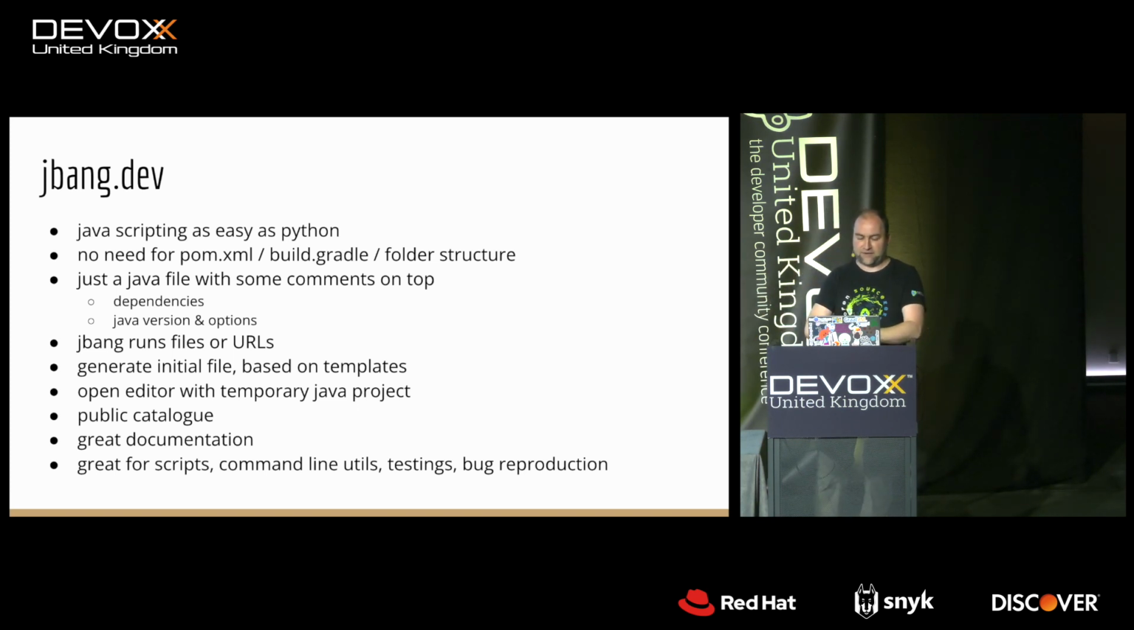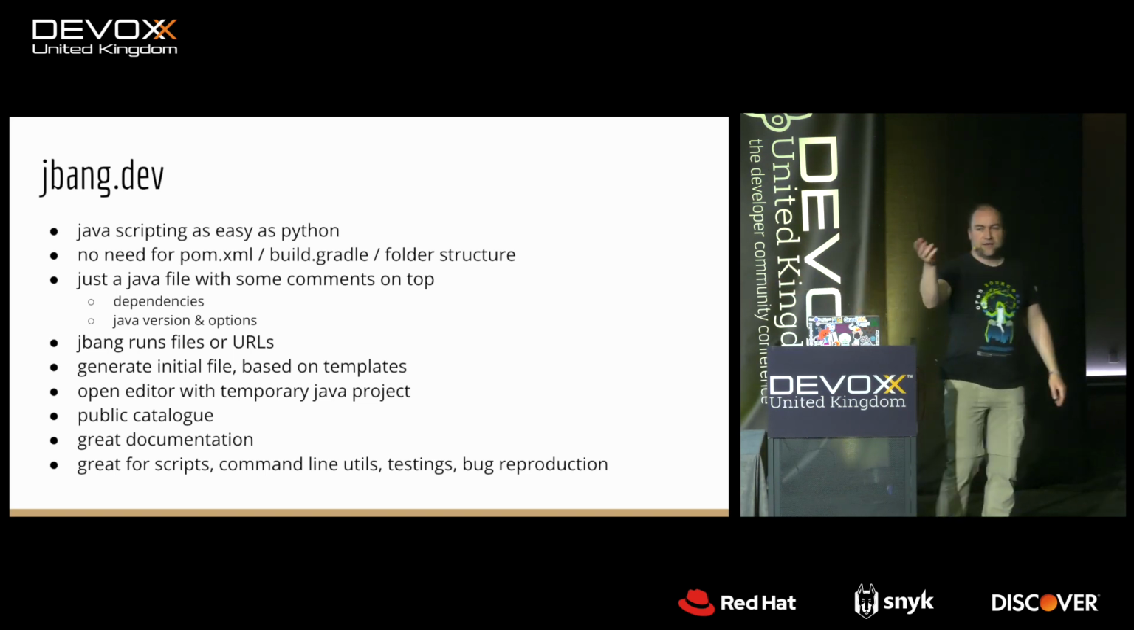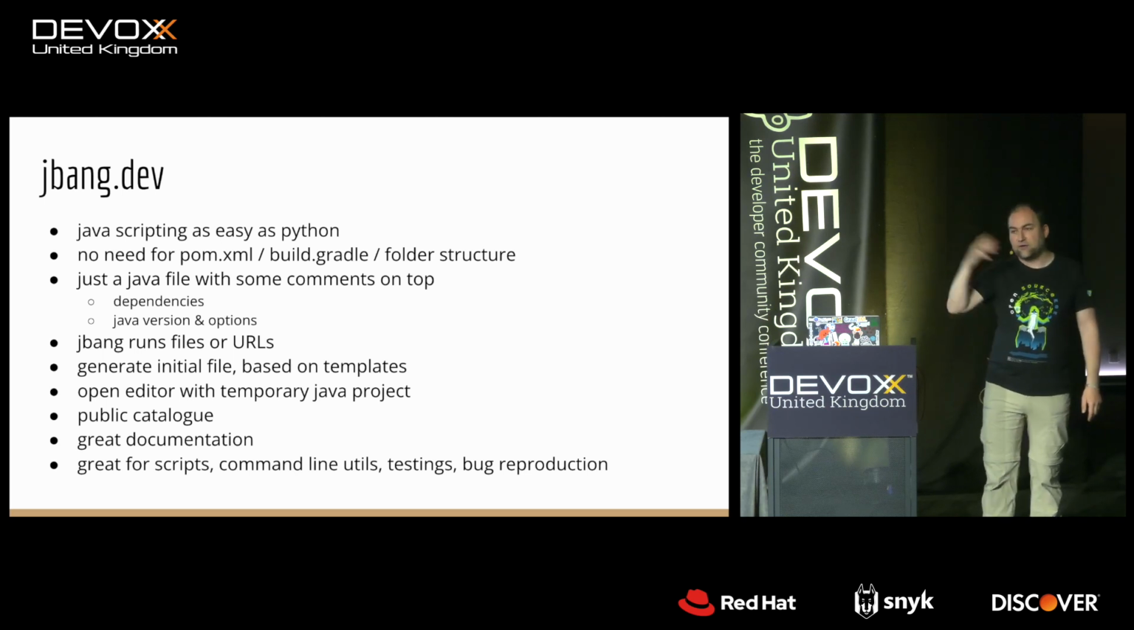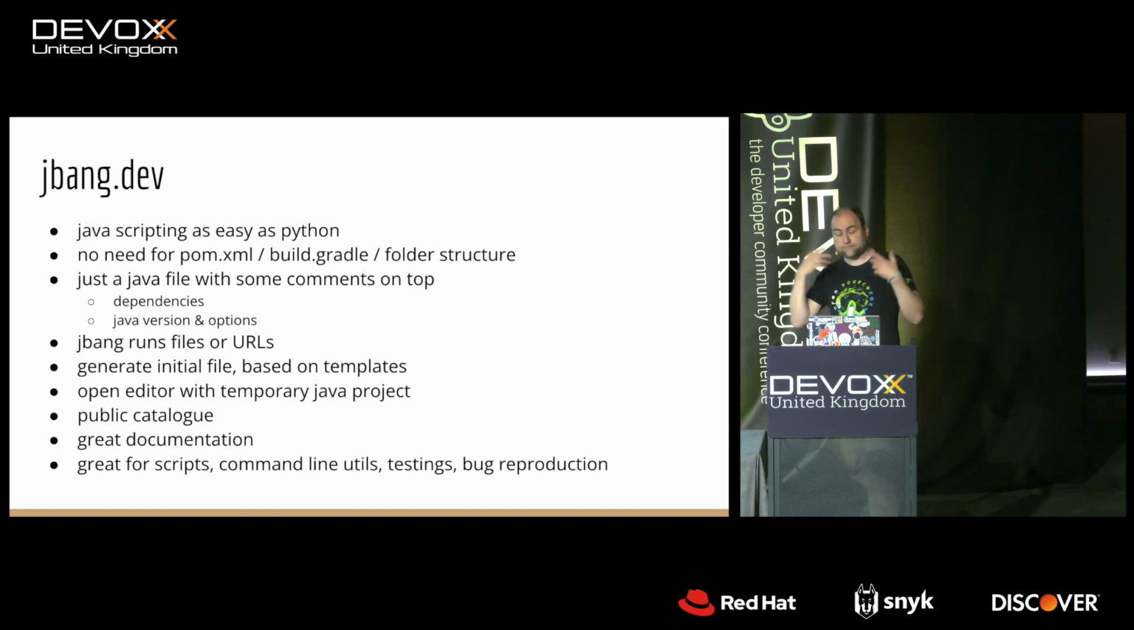And with JBang, it's as easy. Right? It can run local files, it can run files from a URL. So if someone else wrote a file in your company or something that you like, it asks you before if you trust this file and URL to execute it. But then it's just running it.